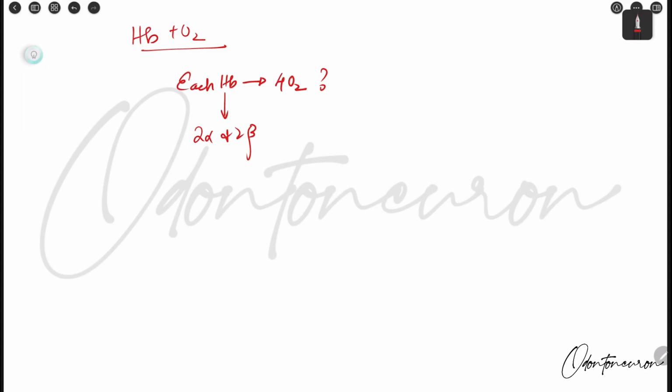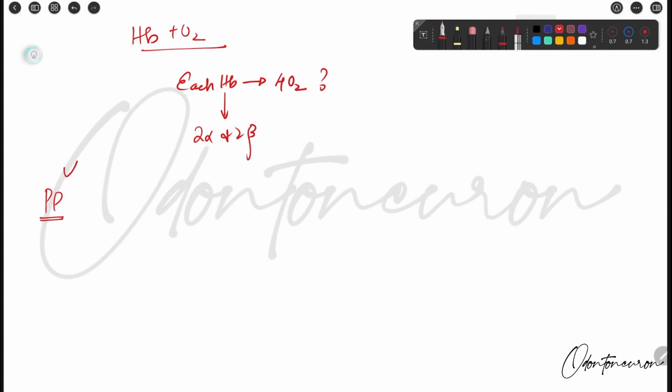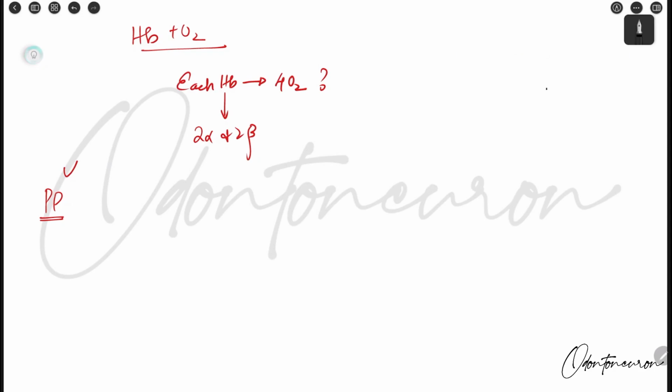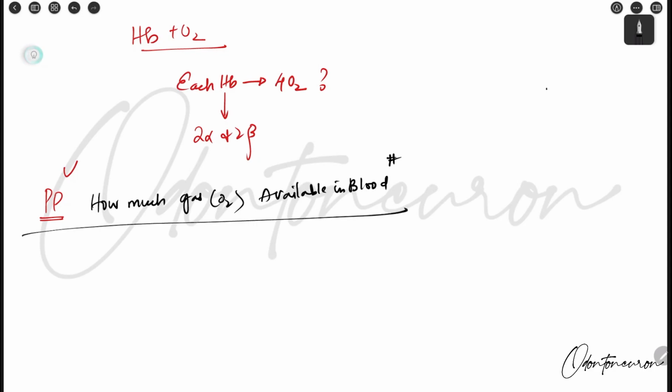Now, what is partial pressure? What does partial pressure mean? Partial pressure is nothing but the pressure of gas, means how much O2 is available in blood. That is known as partial pressure. Simple. Which means if there is increased O2 in the blood, it will lead to increased partial pressure.